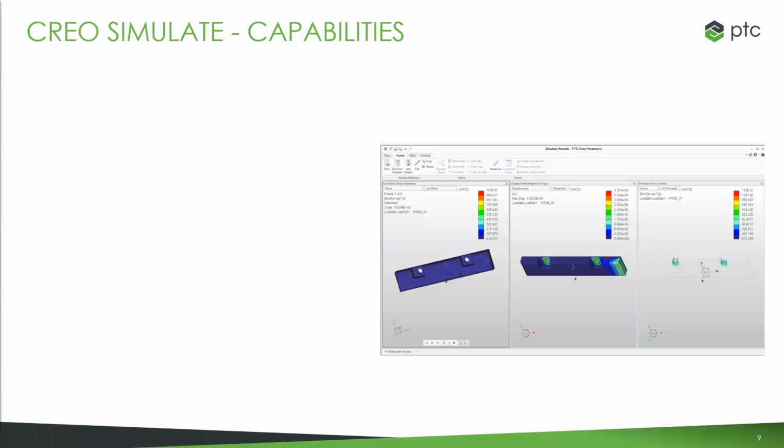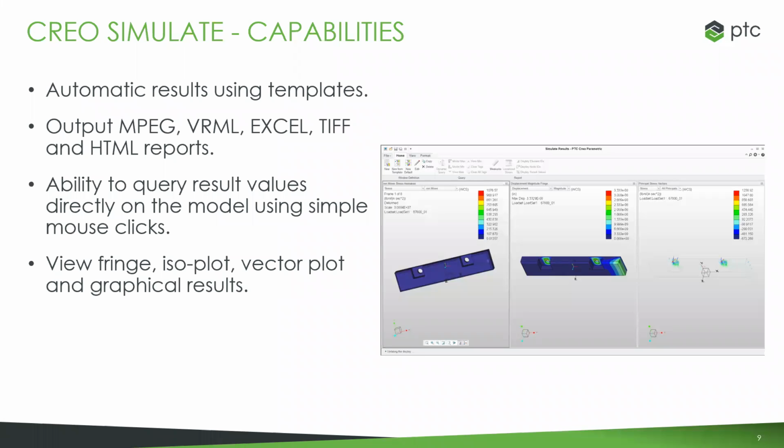And from that standpoint, once you've gone through and run those optimizations, you have a lot of functionality whenever it comes to observing the results. And I'll go through and show what this looks like, but automatically Simulate is going to build out templates that give you information on what you're interested in, whether it's stress, displacement, a lot of other values that you can pull up for that. You're able to output that out into different reports, different file formats, Excel, TIFF, VRML, whatever you need in that sense.